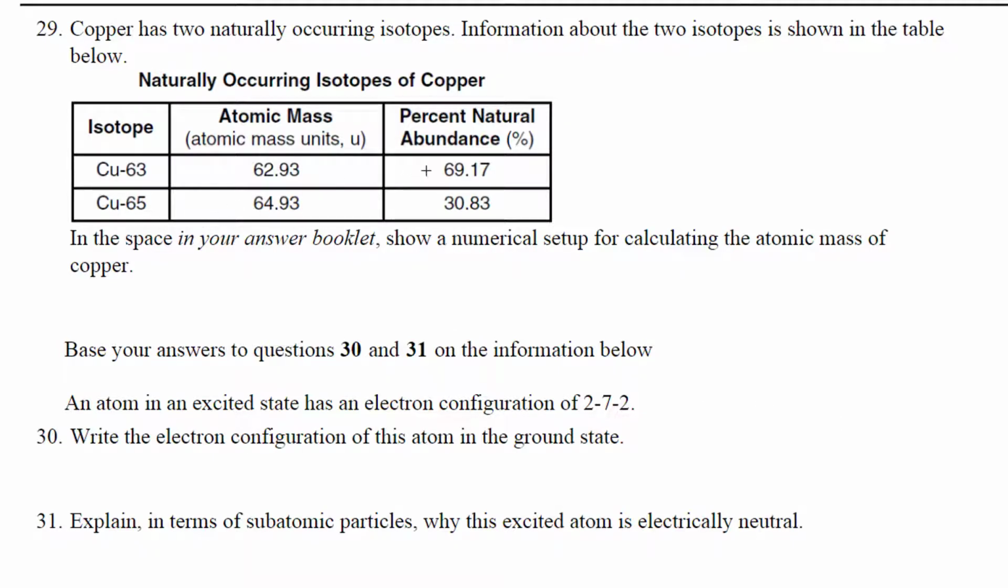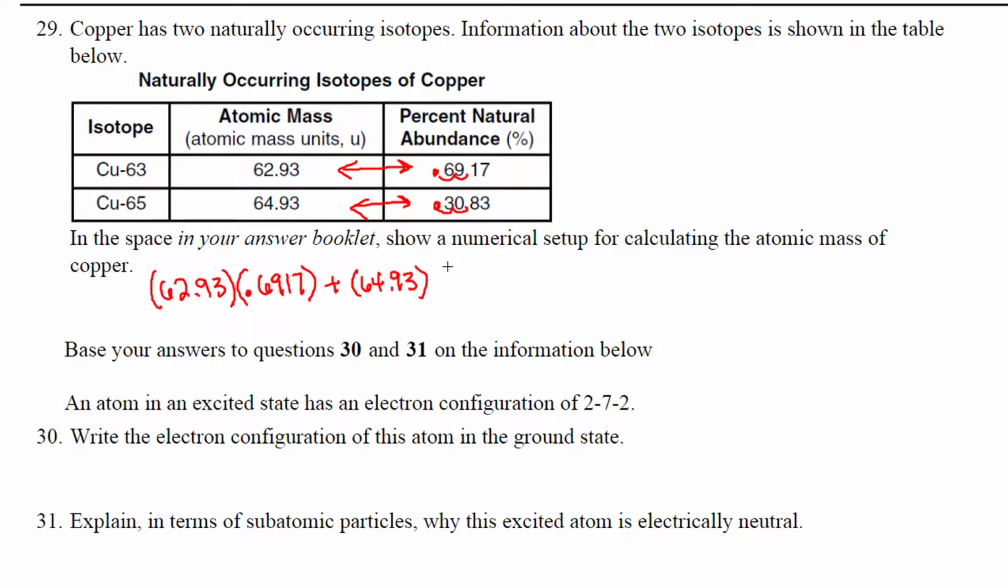Okay, so here's what we're looking for. Remember, we're always going to convert our percent natural abundances into their corresponding decimal by moving the decimal 2 spaces to the left. We're going to be very careful to make sure that we are keeping the correct percent abundance with its correlating atomic mass. So we should have 62.93 times 0.6917 plus, and please show the addition that's actually happening here. If you don't include that, you can't be given credit.